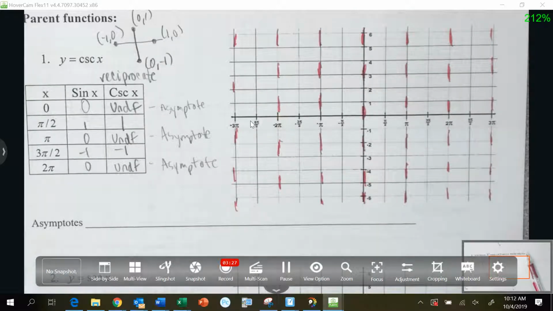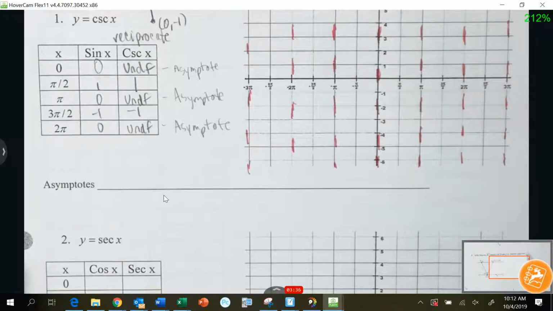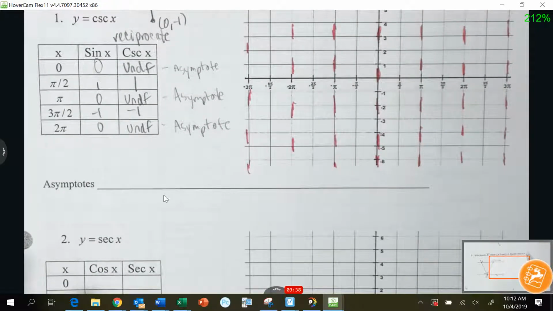So do you see you have to list all your asymptotes here? Yeah? You got to list all your asymptotes? Yeah? What did I just say about that? Can you take that out? Huh? I got to list all of them.